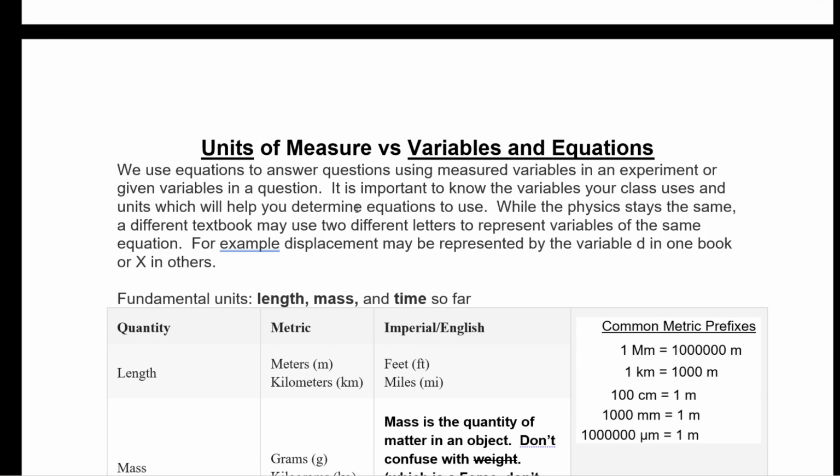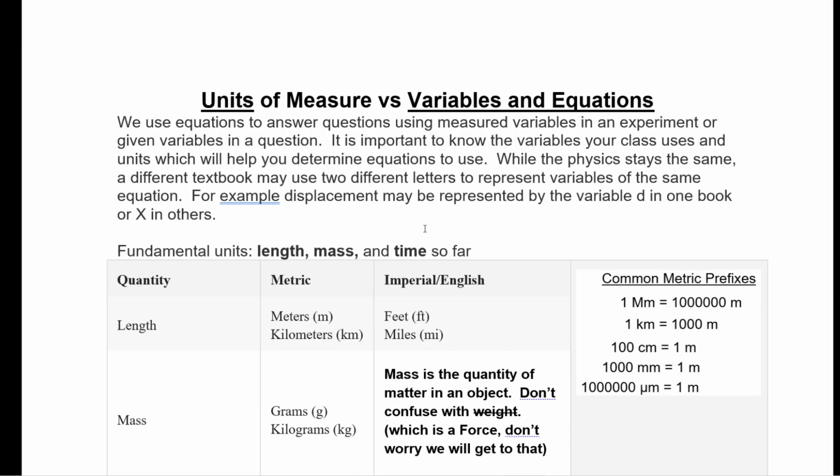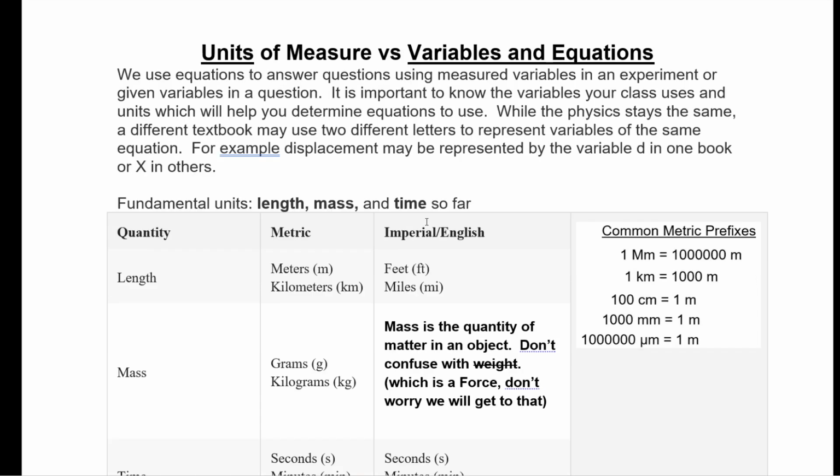All right, so we can use equations to answer questions using measured variables in an experiment or given variables in a question. It's important to know that the variables your class uses in units will help you determine equations to use. While the physics stays the same, different textbooks may also use different letters to represent variables of the same equation. For example, displacement can be represented by D, but it can also be represented by an uppercase letter X.